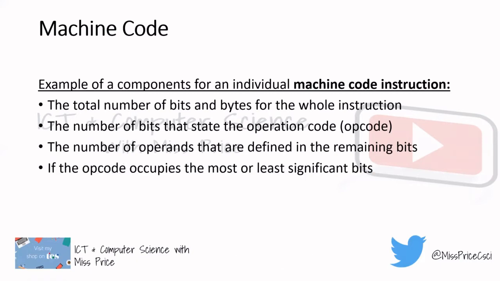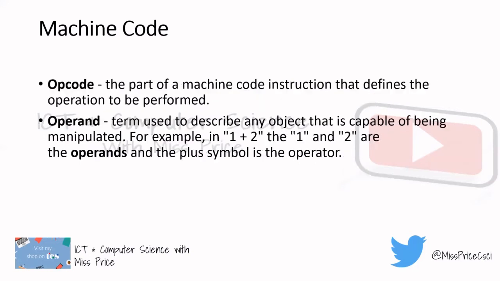So the opcode occupies the most or least significant bits. The opcode is the part of the machine code, remember it's the operation code. It's the part of the instruction that defines the operation to be performed. Then the operand is the term used to describe any object that is capable of being manipulated. So for example, if we've got 1 plus 2, the 1 and the 2 are the operands, and the plus symbol is the operator.